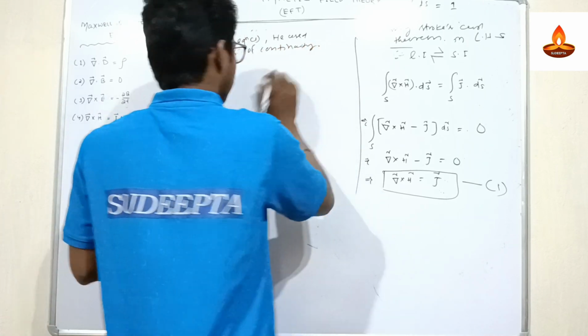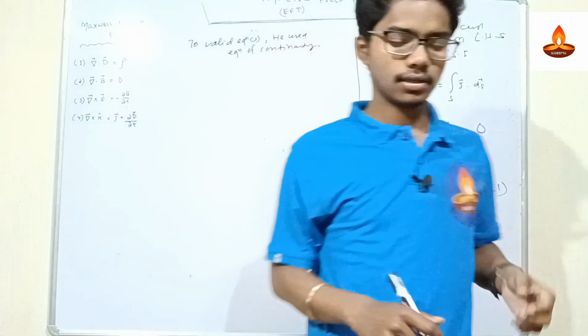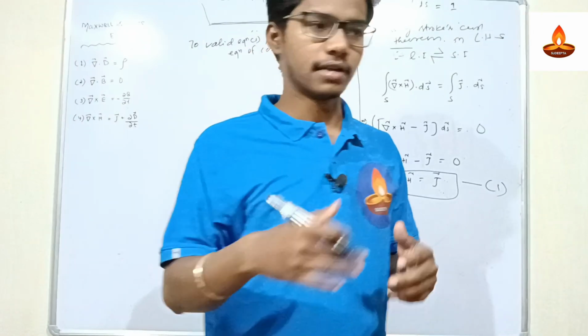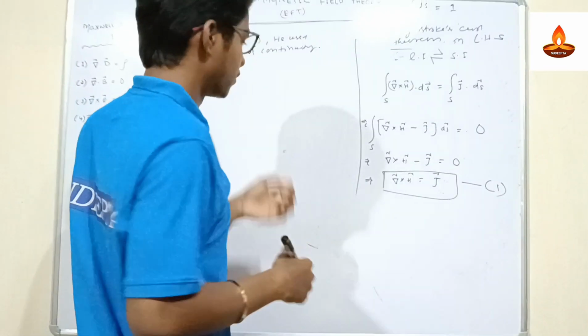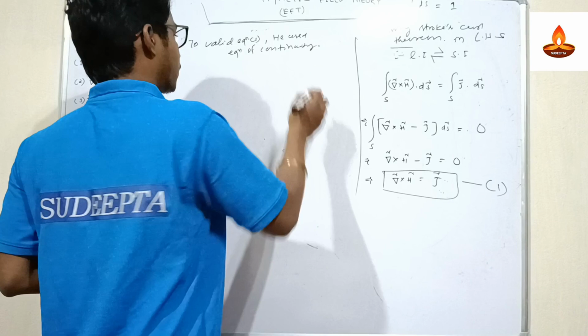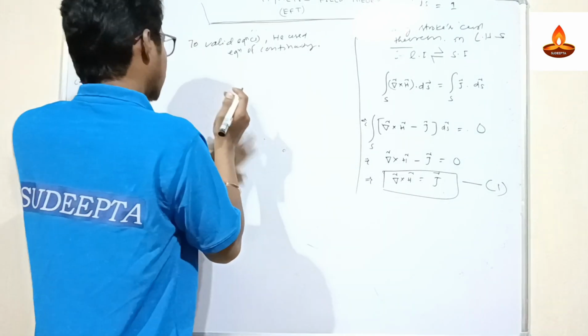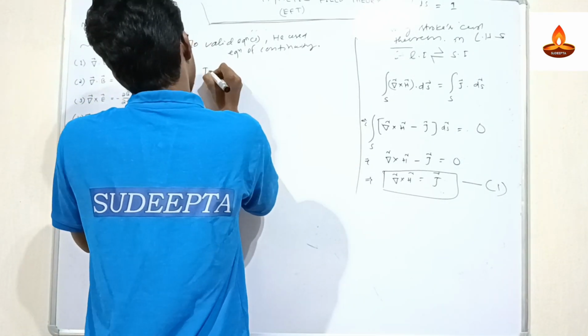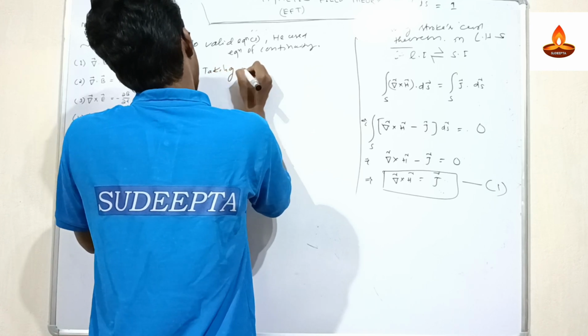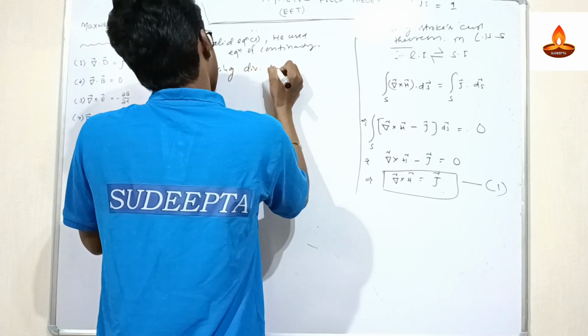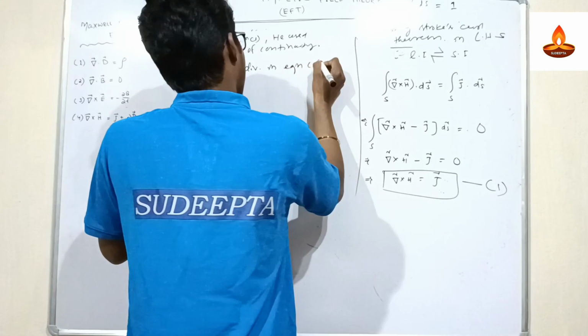So what happened in the equation of continuity is that they just took the divergence on both sides. Taking divergence in equation 1, what will happen?